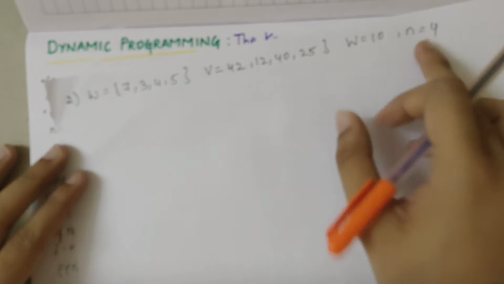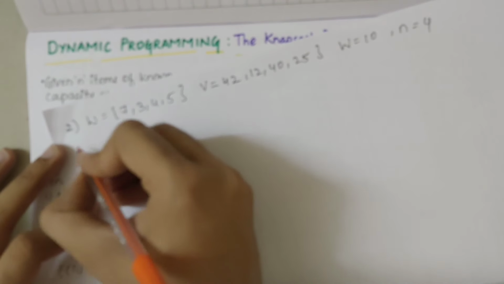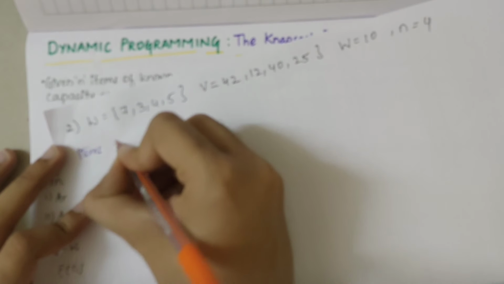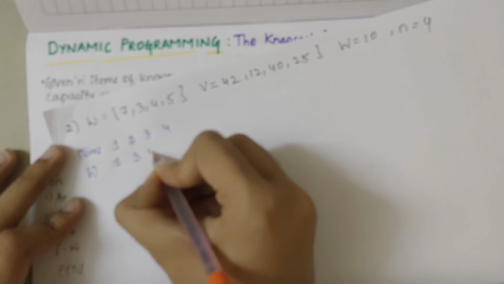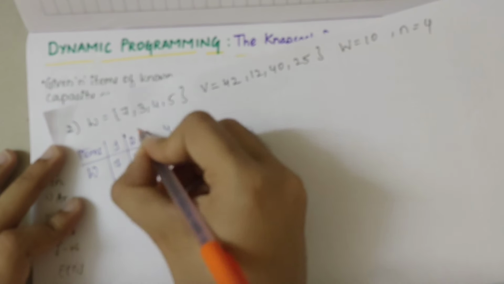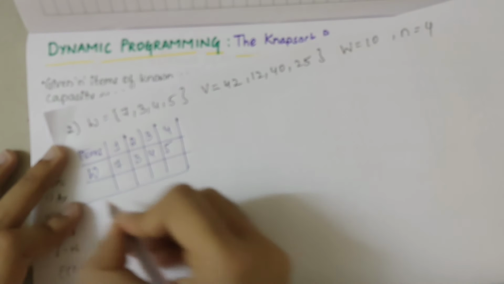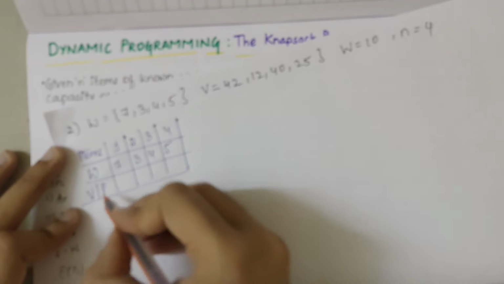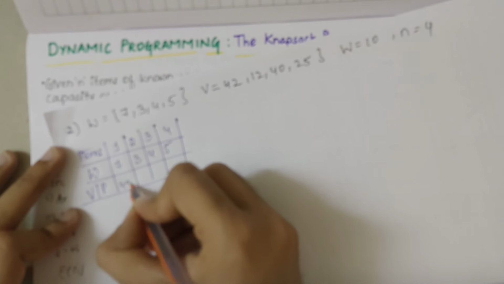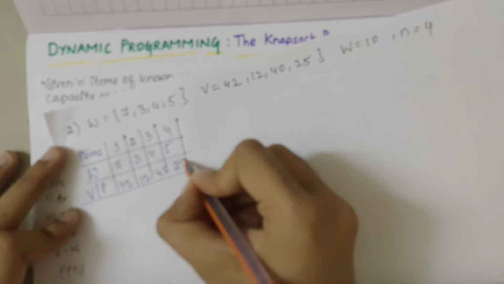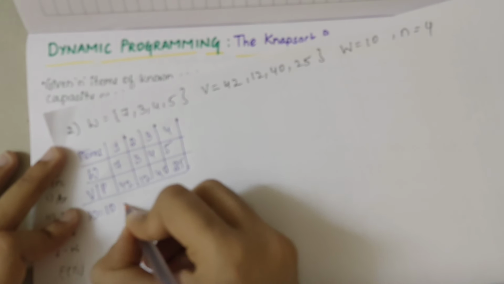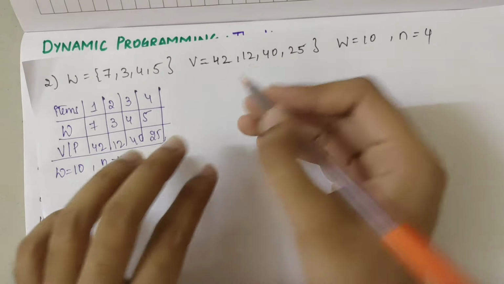So here I have the weights, the profit or V value, W and 10. So let me straight away write the items. So I have 1, 2, 3 and 4 items here, and the W values 7, 3, 4, 5. Let me write the V or profit values, that is 40, 42, 12, 40 and 25. And here the total capacity is 10 and number of items is 4. So this is a lengthier question. Okay, so capacity is 10.